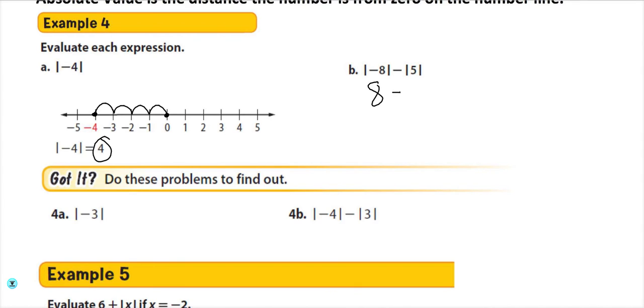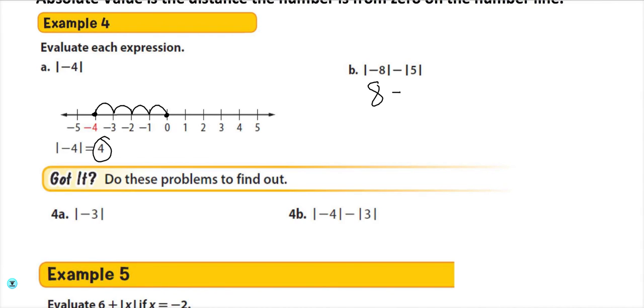So that's 8. Then we have minus in the middle. And then we're on 5. How many jumps will it take to go from 5 to 0? So look at the number line we have. Again, it doesn't matter if we're going east, or in this case, we're going west. It doesn't matter because we're still counting 1, 2, 3, 4, 5.